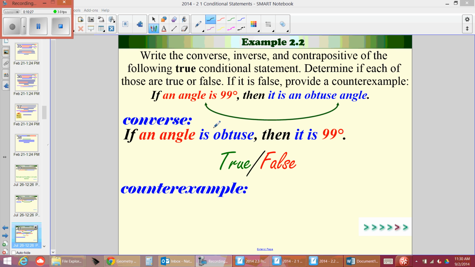Converse, is this a true statement? If an angle is obtuse, no. We find a counterexample, we say it's an angle of 100 degrees. It is obtuse, but it's not 99 degrees. So we can say it's false with a counterexample.